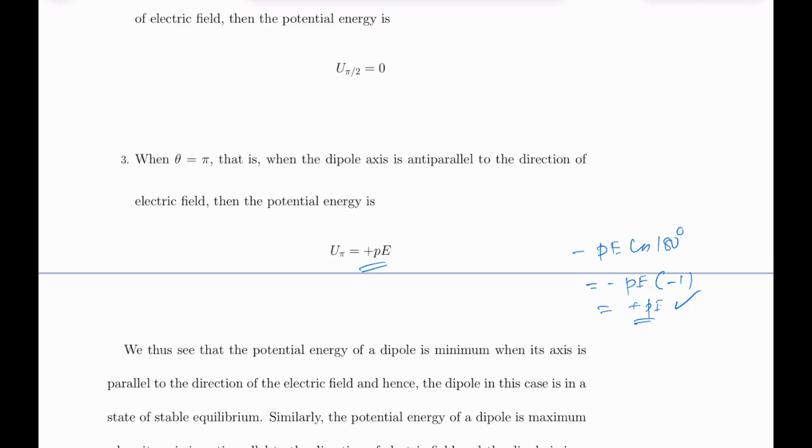So you see that the potential energy of a dipole is minimum when its axis is parallel to the direction of electric field. And in this case, it is a state of stable equilibrium for the dipole.